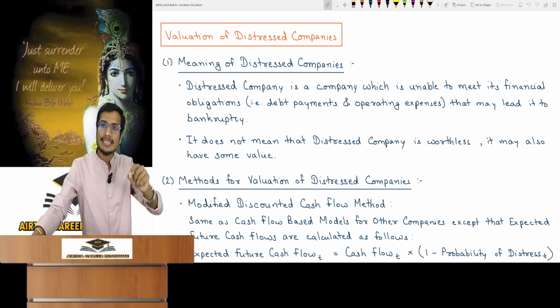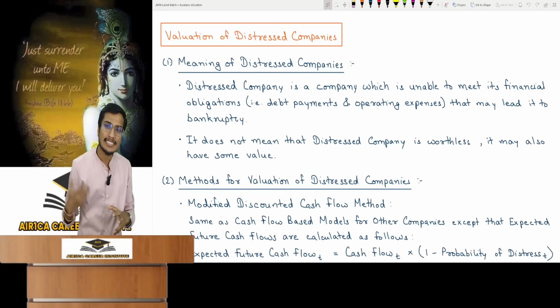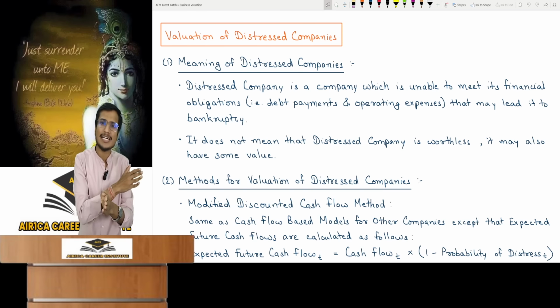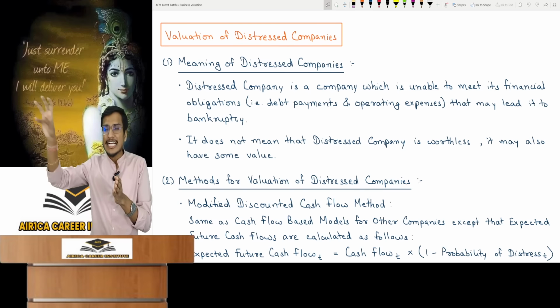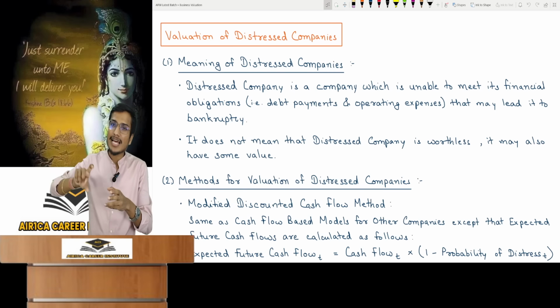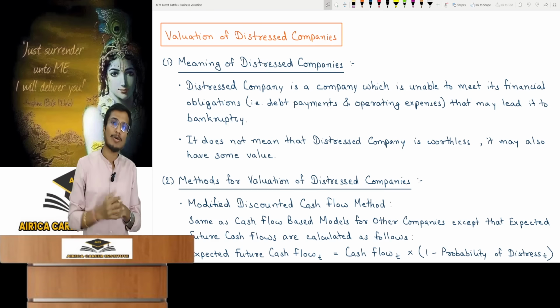It does not mean that a distressed company is worthless. It may also have some value. A distressed company can also have value. How is that possible? You have to look at its future capacity, and what the company did in the past truly doesn't matter. Can this company generate cash flow in the future? If it generates cash flow, money will come in, and if money comes in, it can make payments, which means it has value. Focus on its future potential.